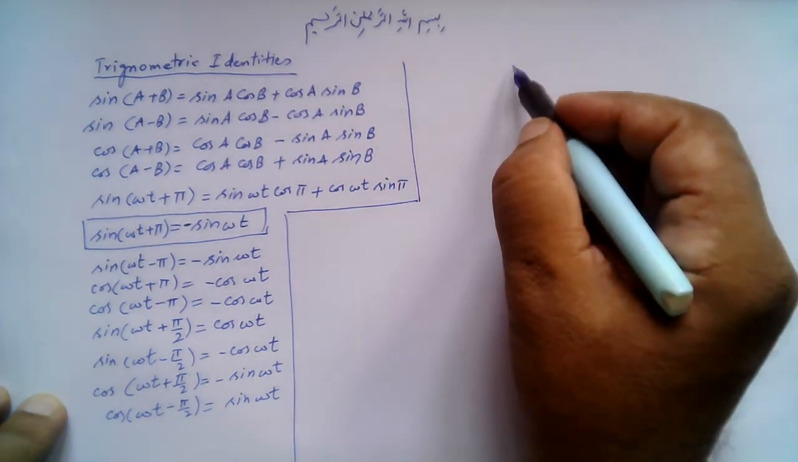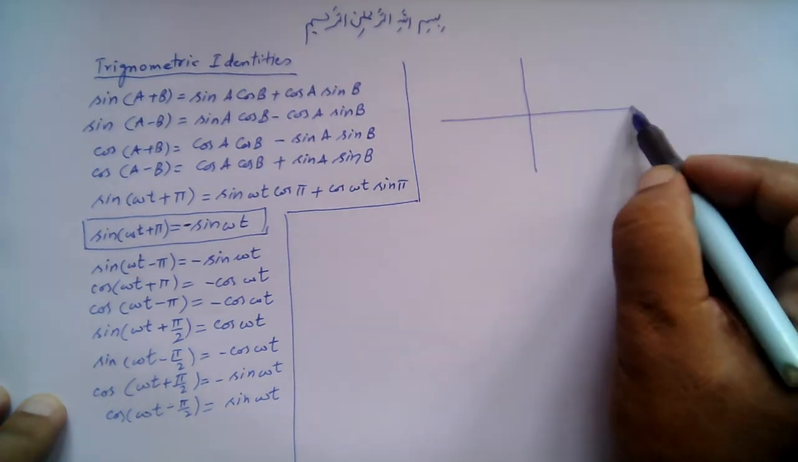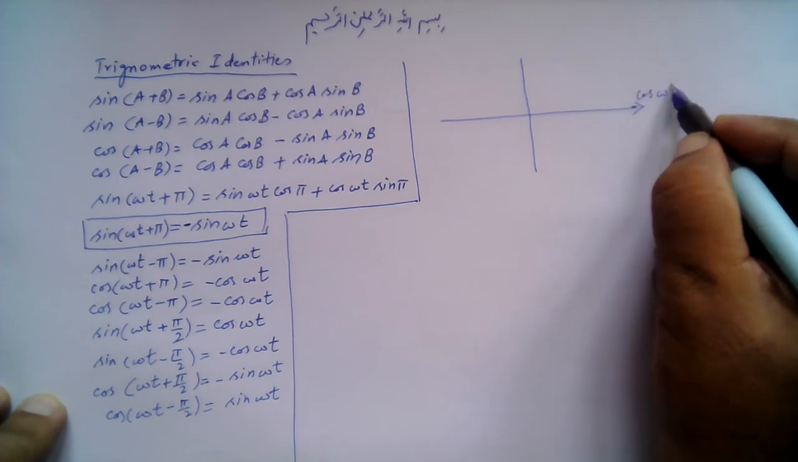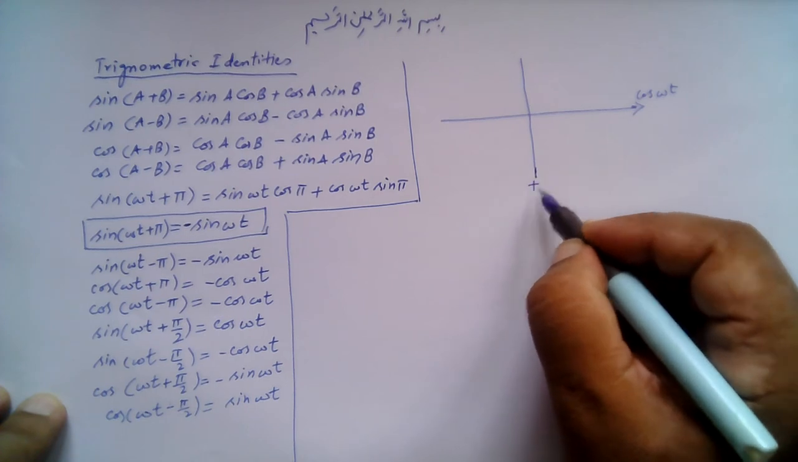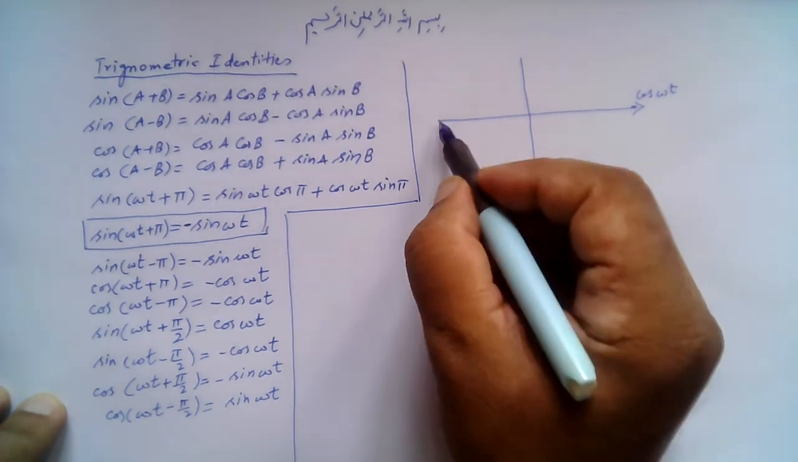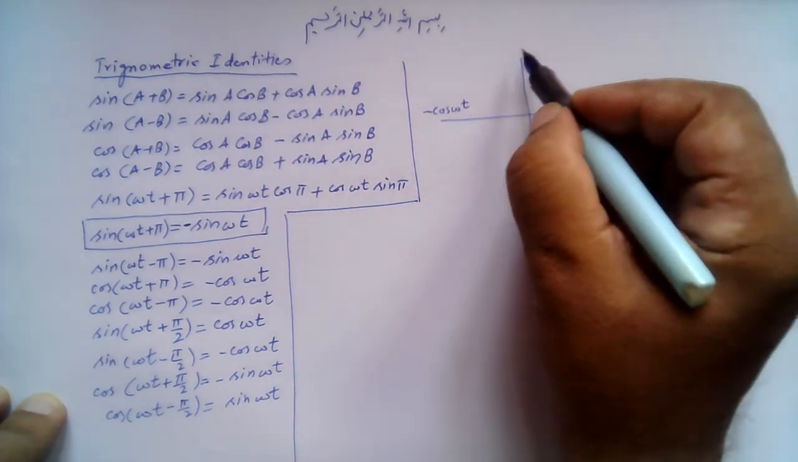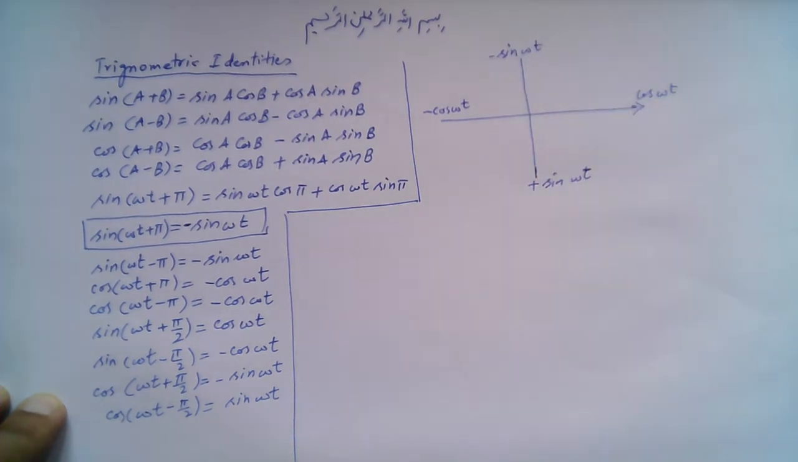So, for example, consider this graph here, this axis here. Along this axis, we take positive cosine omega t here. Along this axis here, we take plus sine omega t here. And here we have minus cosine omega t, and here we have minus sine omega t, right?